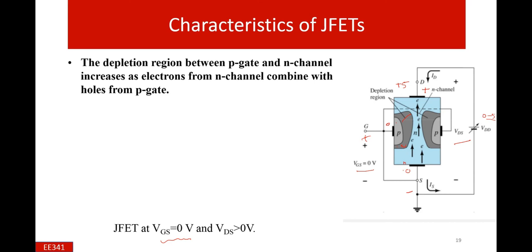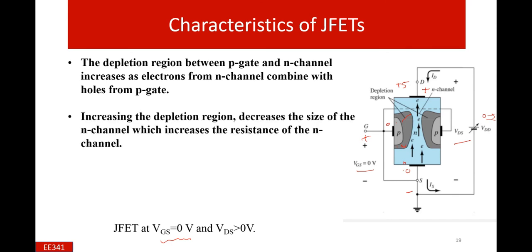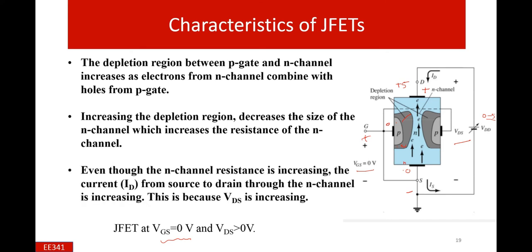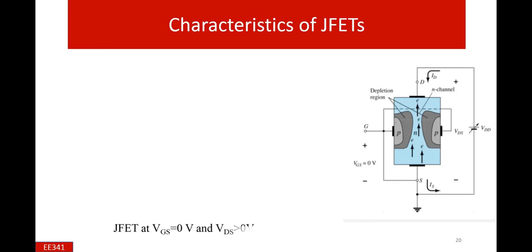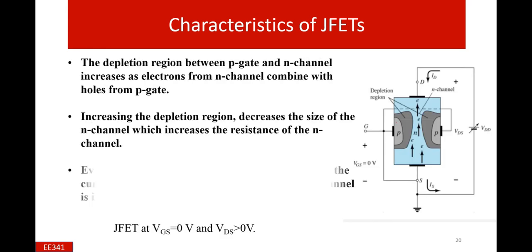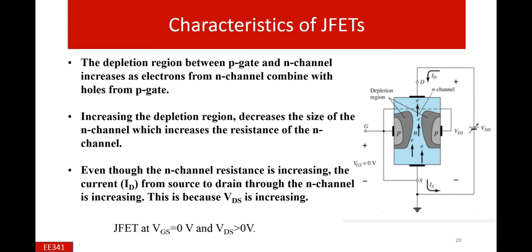If the depletion region between the p type gate and the n channel increases, from the n channel combining with the holes, and similarly if we increase the voltage, then this depletion region will definitely increase, and it will reduce the current. If we want to change the amount of current, then definitely we increase the value of the voltage, maybe from 1 volt to 2 volt. When we increase the voltage, then this current ID is definitely increased.